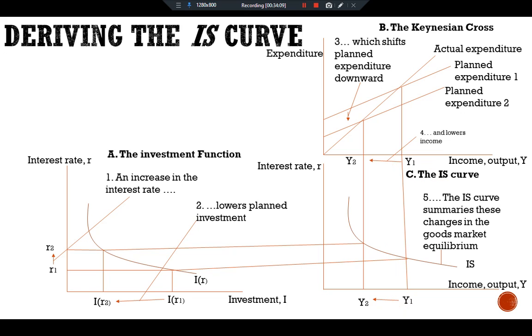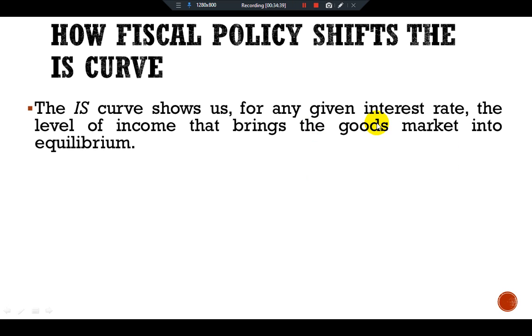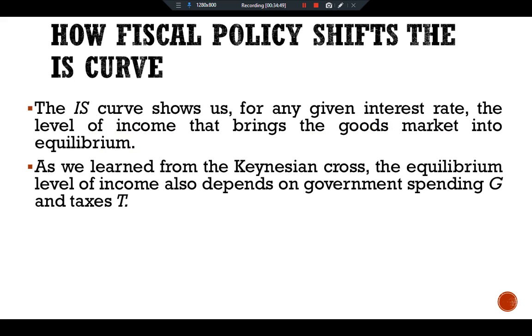So this whole discussion shows that the IS curve is downward sloping, because we have a negative relationship between the interest rate and income. Now, one of the main questions: how does fiscal policy shift the IS curve? The IS curve shows, for any given interest rate, the level of income that brings the goods market into equilibrium. As we learned from the Keynesian cross, the equilibrium level of income also depends on government spending G and taxes T.